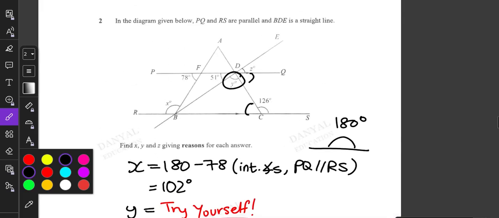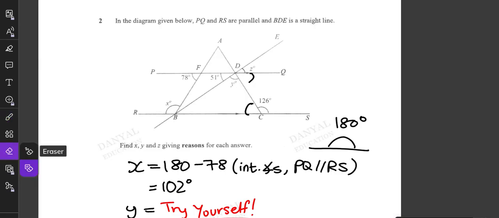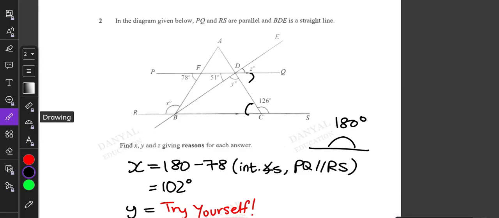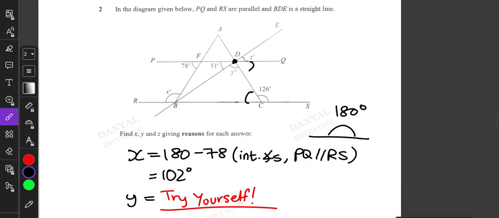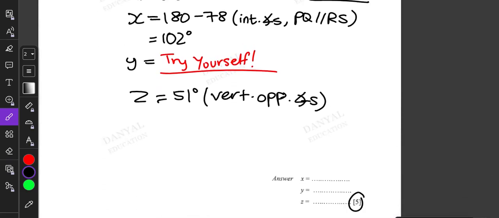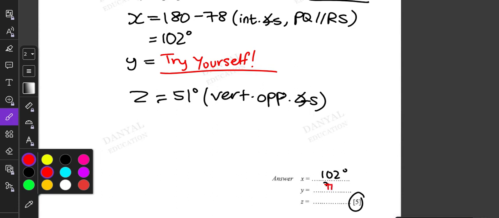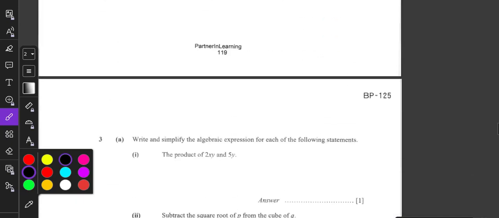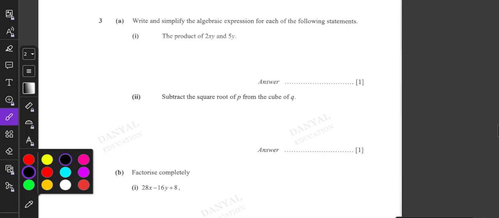Okay, how do you know there is an X intersection? So wait, let me erase this. If you can see, there's a point of intersection here. Alright, so there we go. So it will be 102. Okay, this one will be try yourself, and the next one will be 51. Okay, next one, the product.